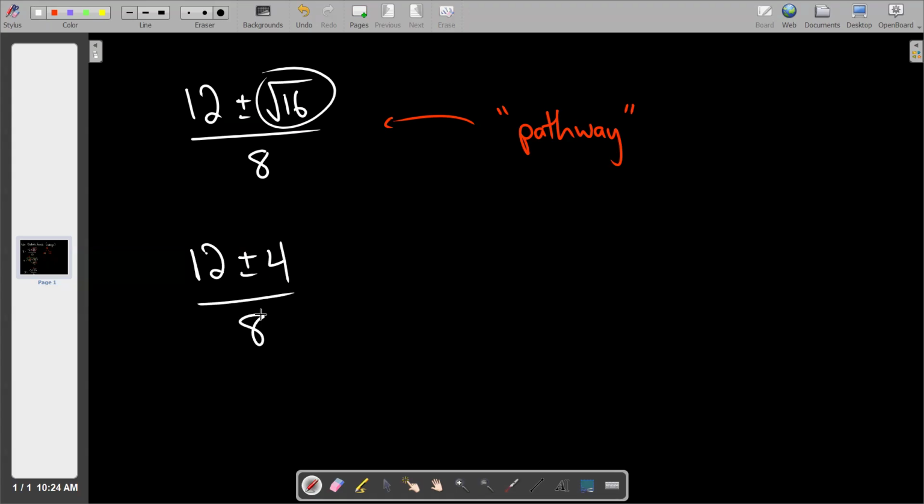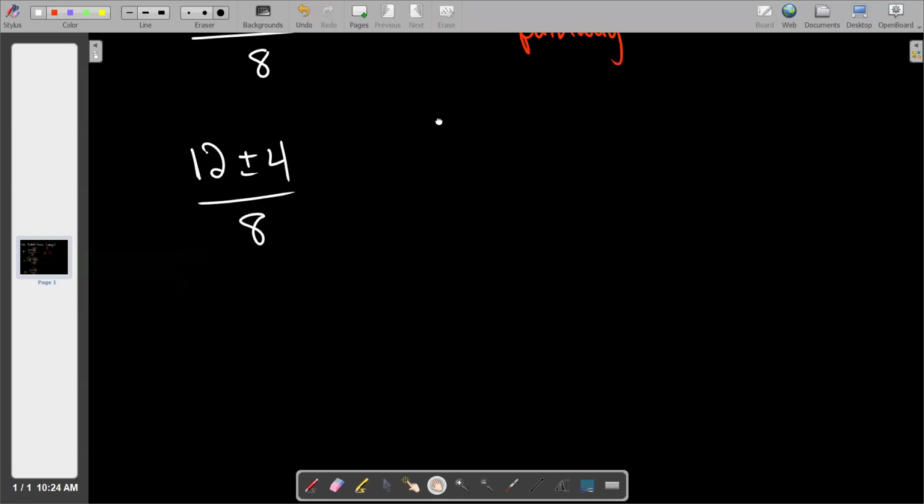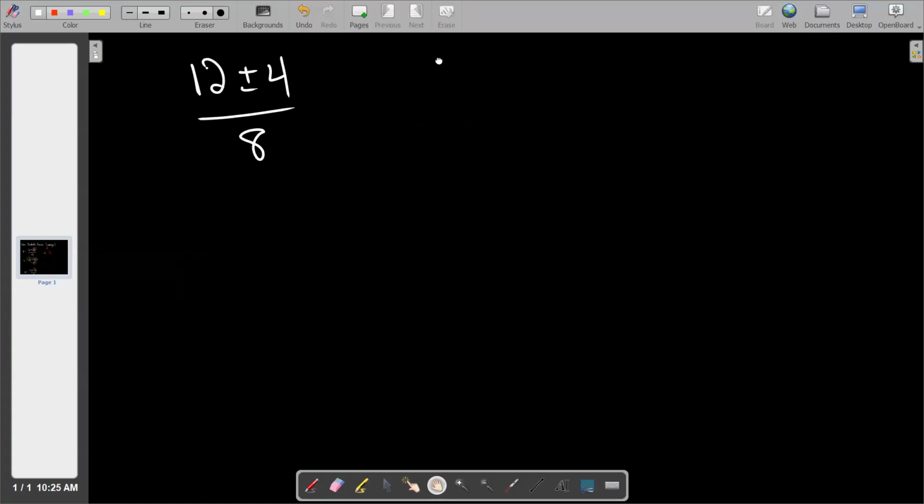This is where I've decided over the years to start calling these pathway problems. And what I mean by pathway is that we're not going to stop. The rule in math is you do math until you can't find any more math to do. That's what the word simplify means. I can't combine -5 and 2 root 7 because they're not like terms. But I can take the pathways, and I'm going to show you what pathway number one is.